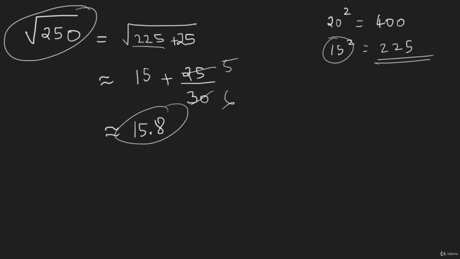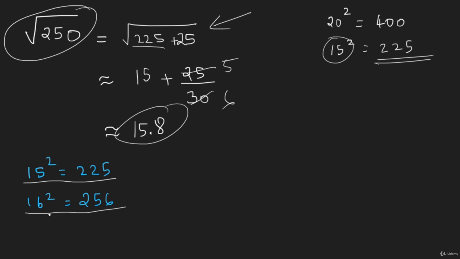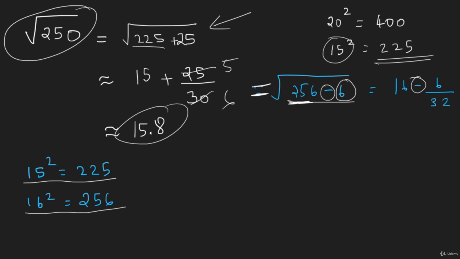Now we can also see that 16 square is 256. We used 15 square, which is 225, to do this over here. We could have done it also with 16 square, which is 256, which is greater than 250. So I can rewrite square root of 250 as square root of 256 minus 6, right? Now square root of 256 is 16. So this simplifies to 16 minus 6 by 2 into 16, right? 16 because that's the square root of 256, minus because you have a minus over here. This 6 over here comes over here and you divide it with 2 times 16.